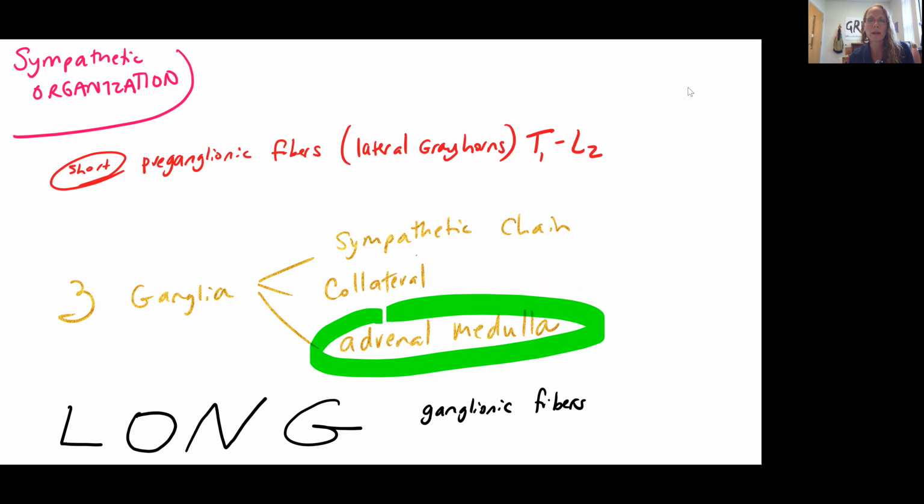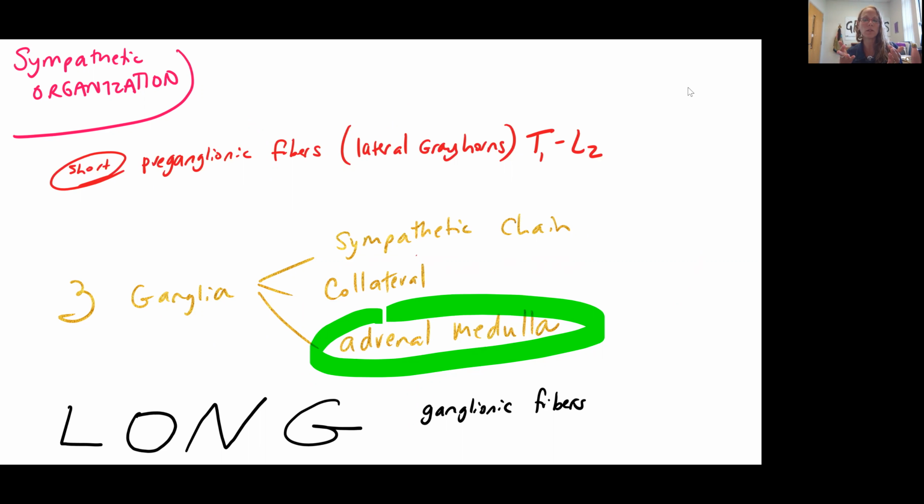Short preganglionic fibers located between T1 and L2 of the spinal cord. Three different types of ganglia: the sympathetic chain, on either side of the vertebral column, innervating the head, the neck, the thoracic cavity, the body wall, and the limbs. And then the collateral ganglia, which, remember, are right in front of the spinal cord. So you have celiac, superior mesenteric, and inferior mesenteric, innervating the organs inside that abdominopelvic cavity.